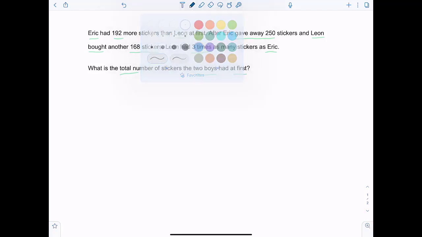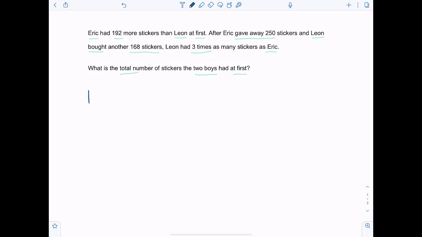So to do this question, we can draw a model to understand what's happening at first. So Eric and Leon. Eric will be 192 more, so we draw one box here and an additional 192 over here. And as for Leon, it's just one box like that. Okay, this is at first.